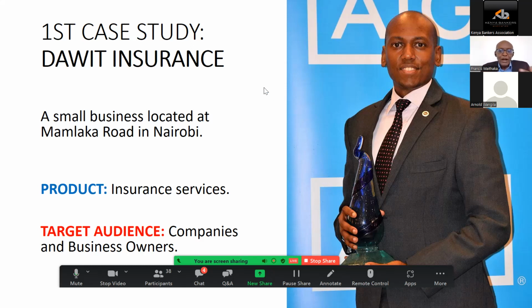And they have been one of the most highly rewarded or the most decorated SMEs in Kenya, specifically an insurance agency in Kenya. The owner of the business is called Ken Cairo. And what have they gotten right? How come AIG and Sanlam have been rewarding Dawit Insurance year after year as one of the best performing insurance agencies in Kenya? What are they doing right?